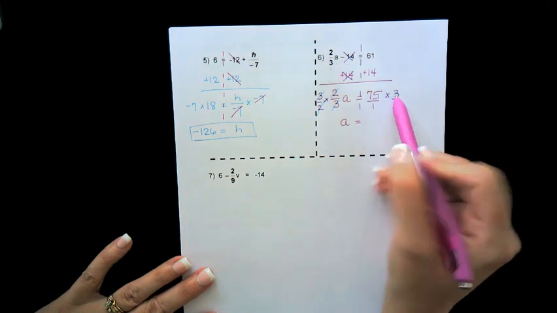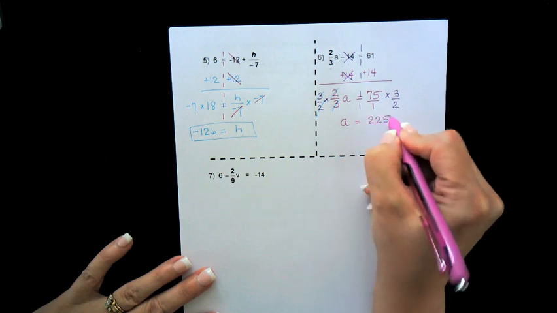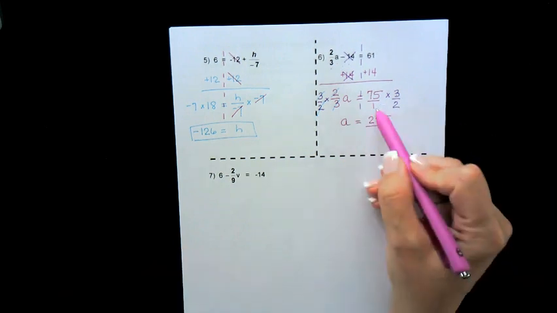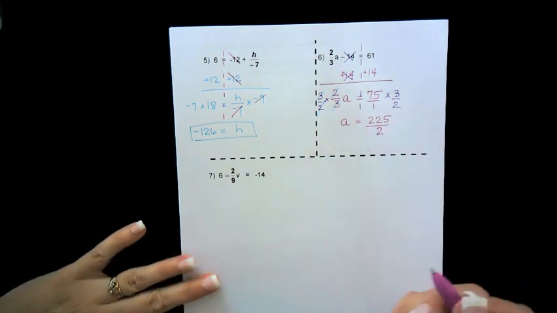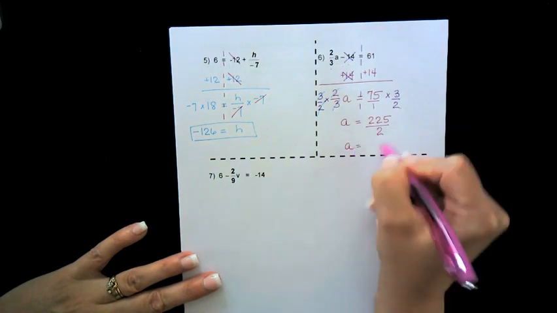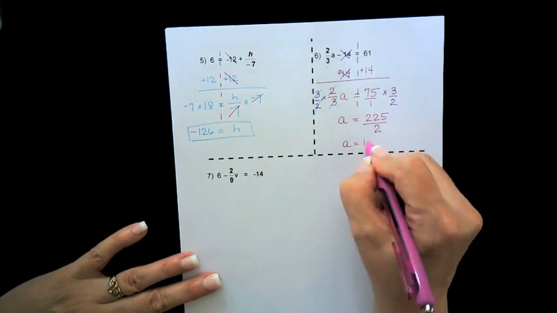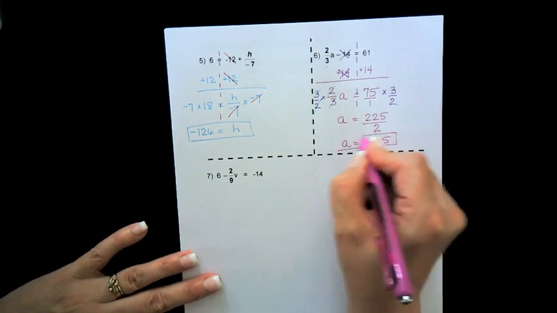And now you can multiply across the top. 75 times 3 gives us 225. Feel free to use your calculator. And then on the bottom, 1 times 2 would give you 2. Now you can do division. So 225 divided by 2 gives you 112.5. And that's my answer here.